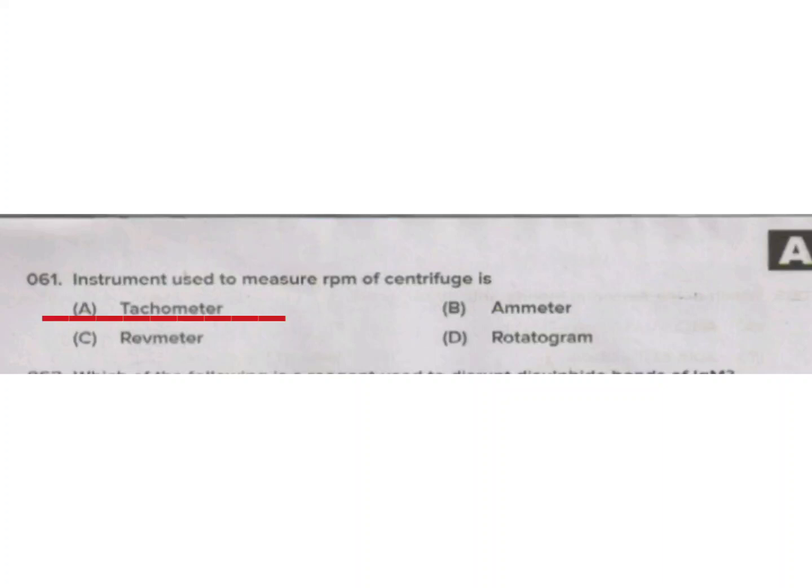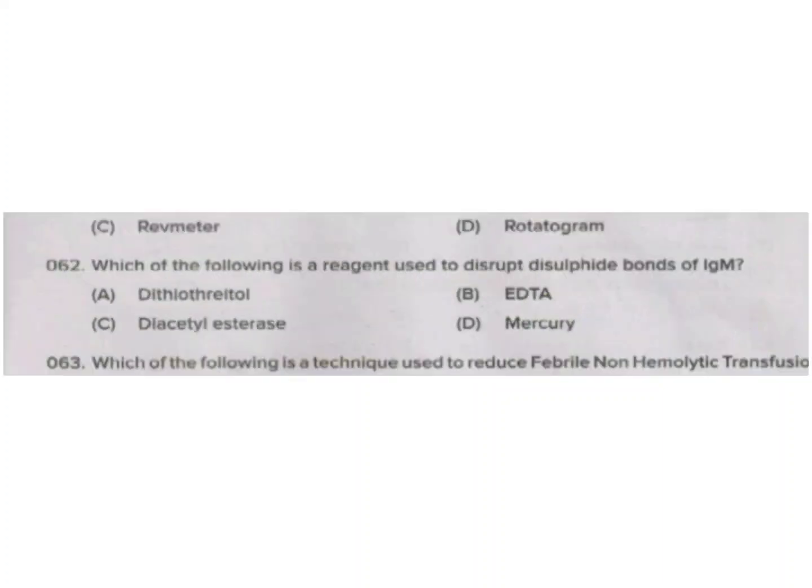Next question. Which of the following is a reagent used to disrupt the disulfide bond of IgM? Option A dithiothreitol, option B EDTA, option C diacetyl esterase, and option D mercury. The answer is option A dithiothreitol. It cleaves the bond of IgM.